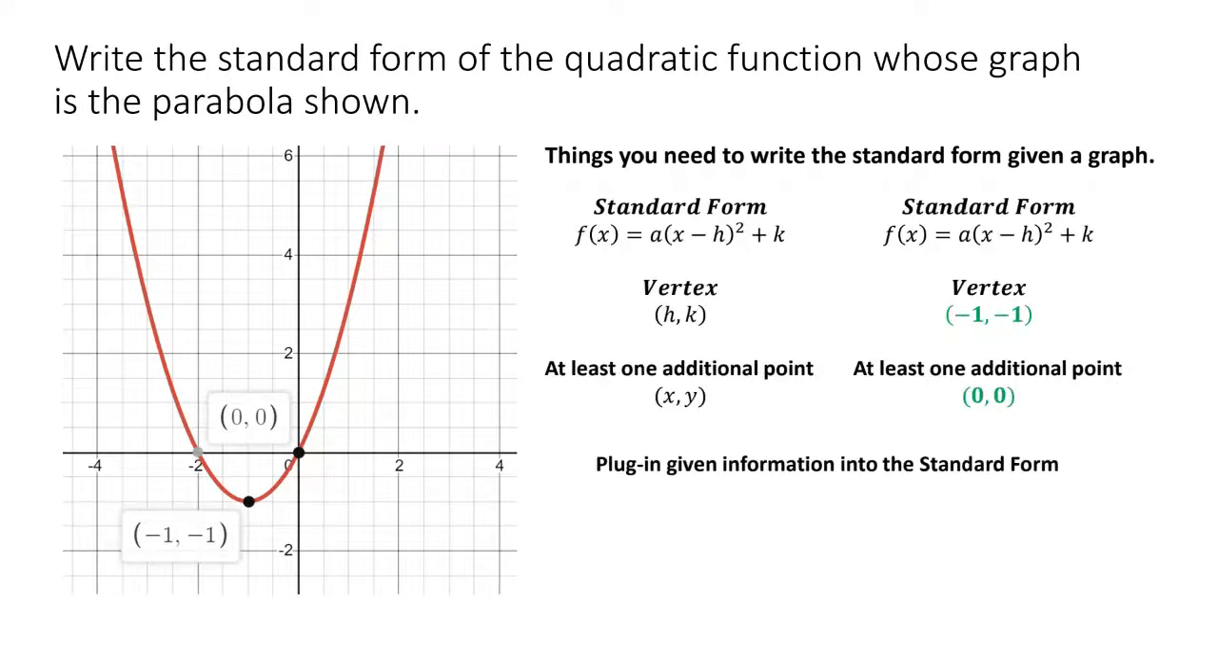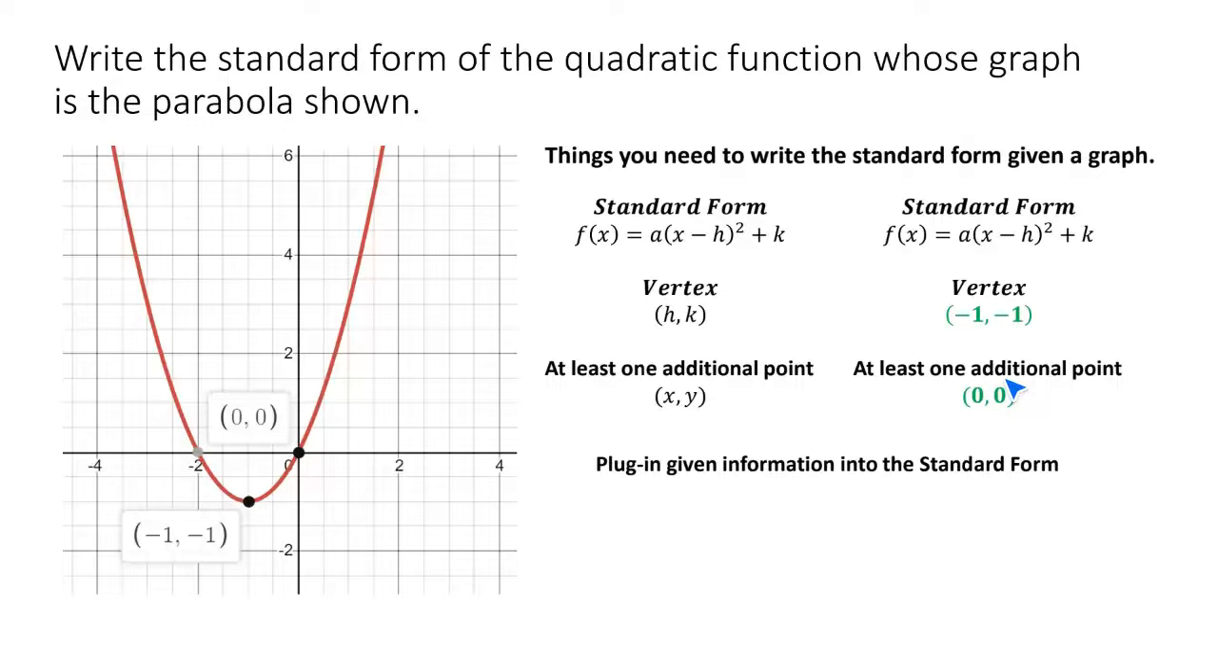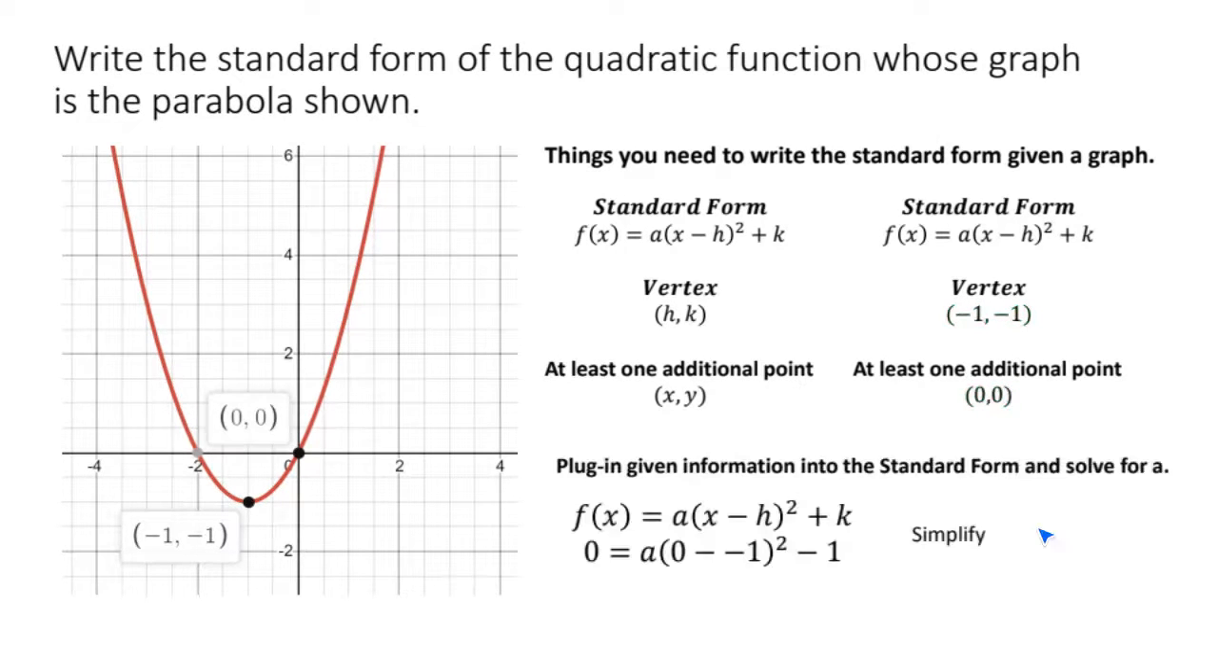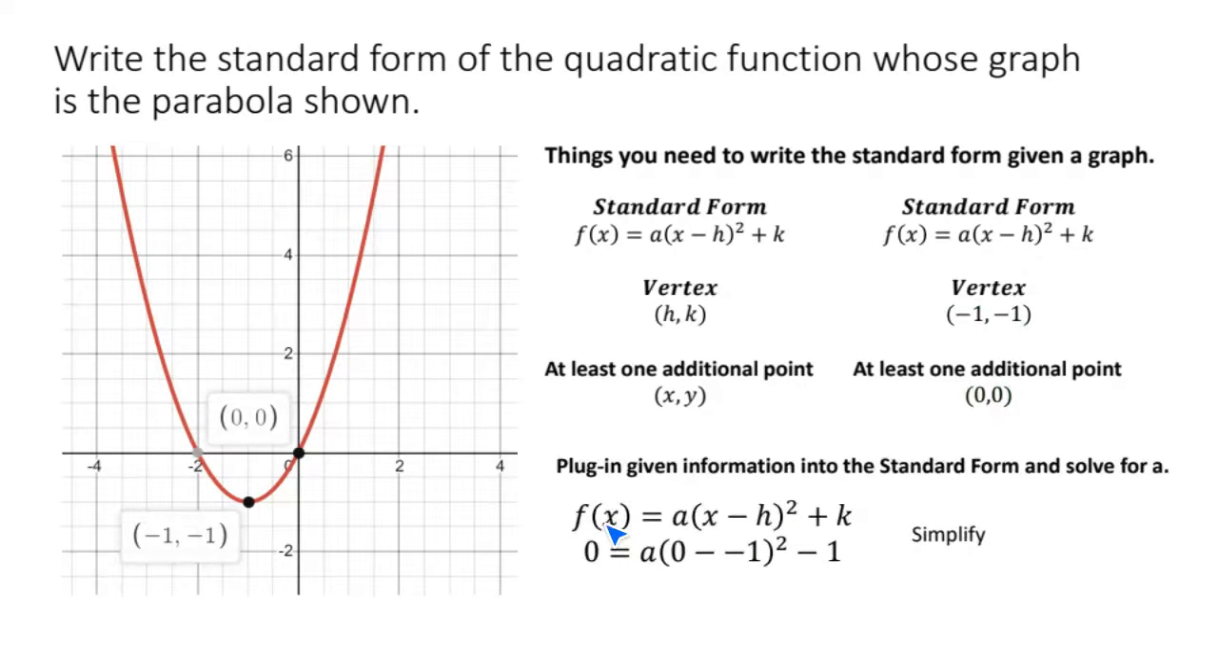Okay, so for this example, we're going to go ahead and use our vertex, negative 1, negative 1, and our point 0, 0. So what we're going to do with these 2 points is we're going to plug them in to the standard form. So I'm going to write down my equation. And so I have f of x. Remember that f of x is y. So in my given point, my y here is 0.